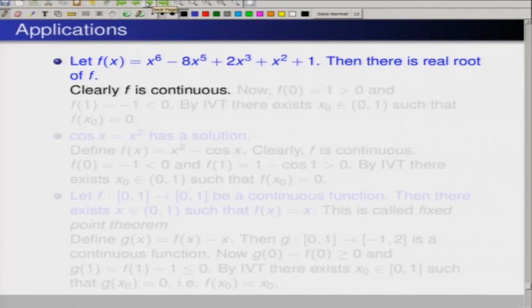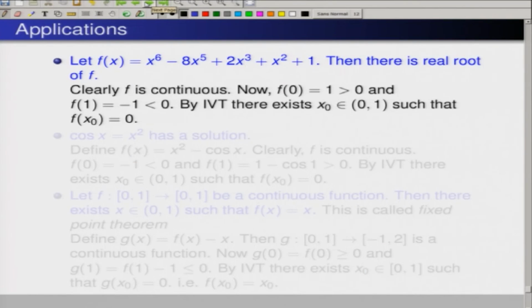Now, for this particular one, we had been given this polynomial. Now, we are wondering whether it is going to have a real root or not. I mean, if we can factorize, then that is fine, but we know how hard it is to factorize. Sometimes you may not be able to factorize. So, now clearly, being a polynomial, f is a continuous function. Now, f of 0 is equal to 1, which is positive, and f of 1 is equal to minus 1, which is negative. So, by the intermediate value theorem there will exist one point between 0 and 1 where f is equal to 0.